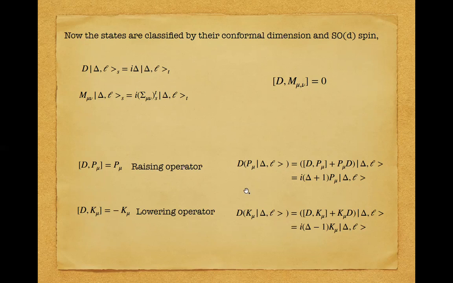Okay. So these are the two facts that are important to remember: if I act with the momentum generator on a state, then the energy of that state is increased by a unit amount. And if I act with K mu, then the energy of the state decreases by a unit amount. So that's why you can see these are like the raising operator and lowering operator that we see in the harmonic oscillator case.